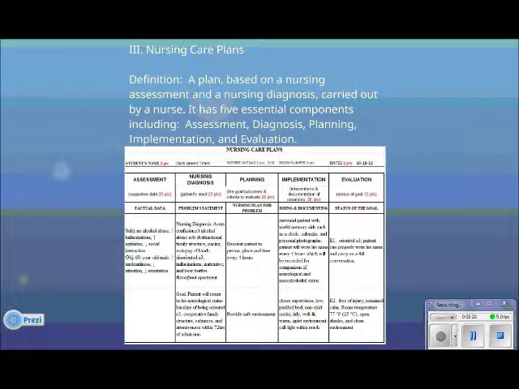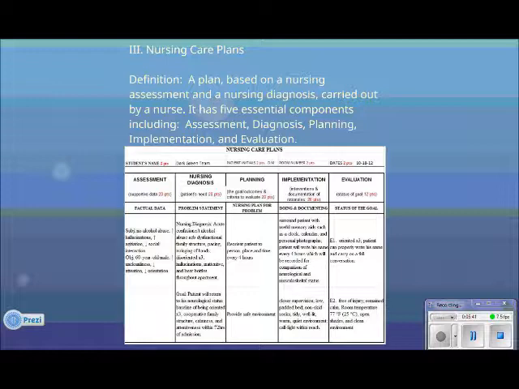The third type is nursing care plans. By definition, it is a plan based on a nursing assessment and diagnosis, which is carried out by the nurse. There are 5 essential components, including assessment, diagnosis, planning, implementation, and evaluation.